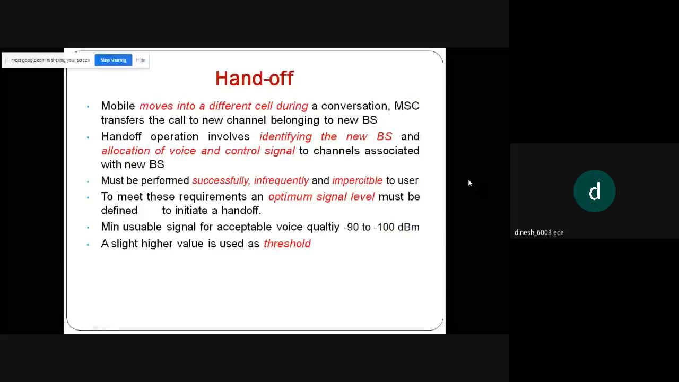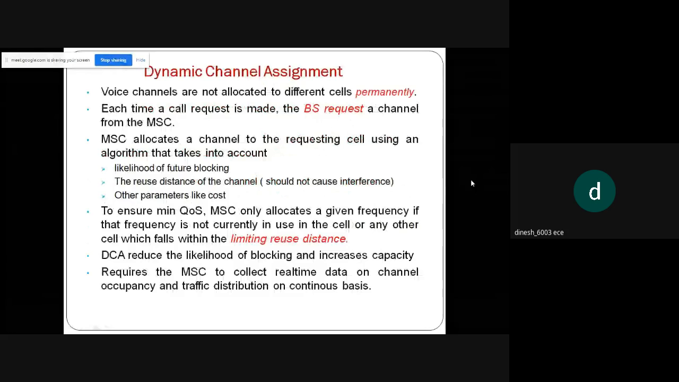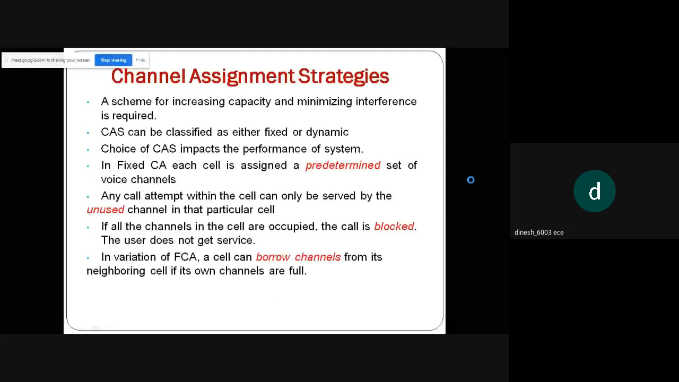Now we are going to see an important concept in cellular systems, which is handoff. Handoff occurs when a mobile moves into a different cell during a conversation. In the sense that there are two different cells adjacent to each other, having two different base stations.